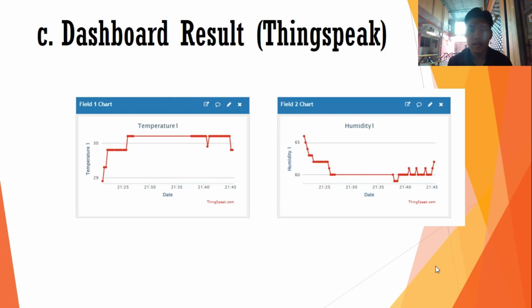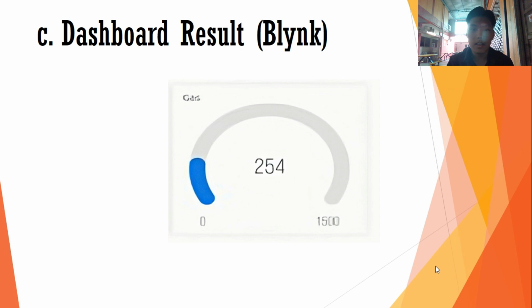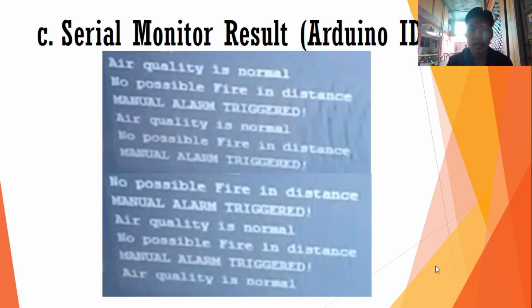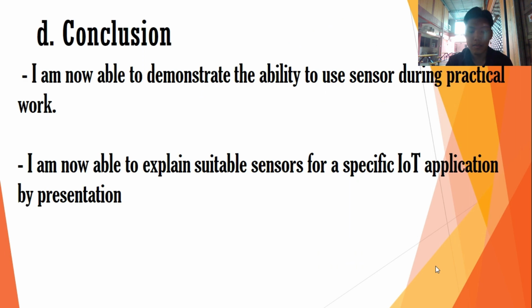Now, here are the dashboard results that I got from ThingSpeak. First is the temperature and humidity. And here are the dashboard results from Blynk, which is used for the gas sensor. Now here is the serial monitor from the IDE that I use, which is Arduino. And we have come to the conclusion. In conclusion, I am now able to demonstrate the ability to use sensors during practical work, and I am now able to explain suitable sensors for specific IoT applications by presentation.